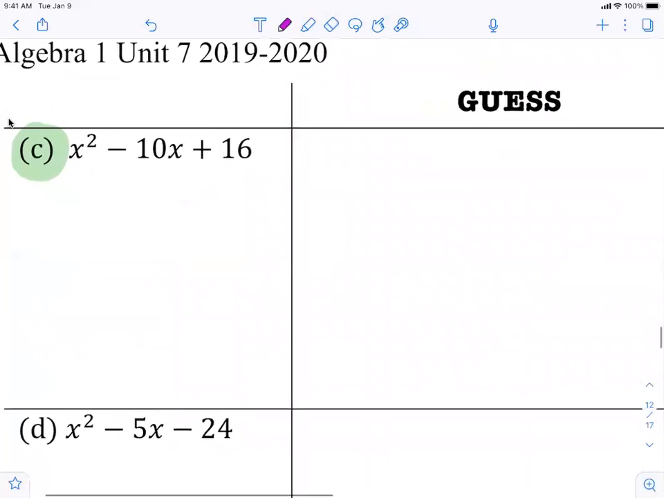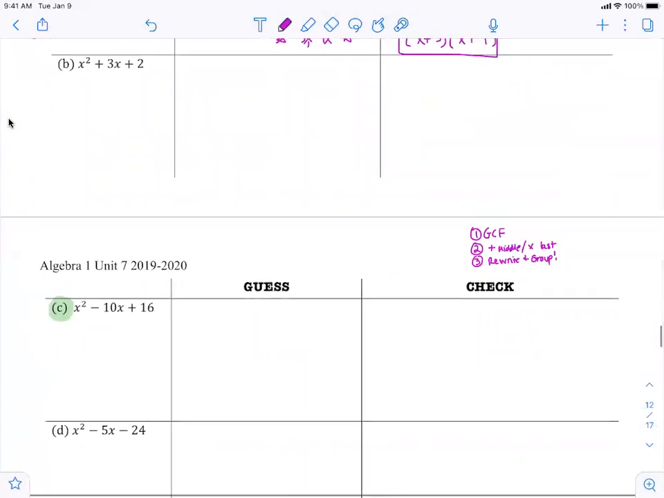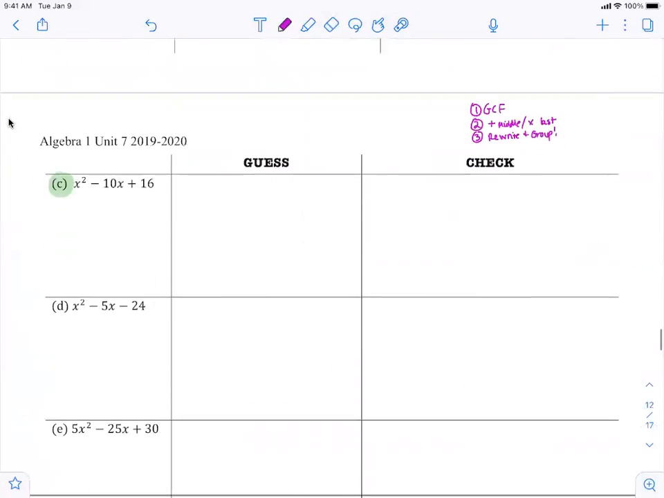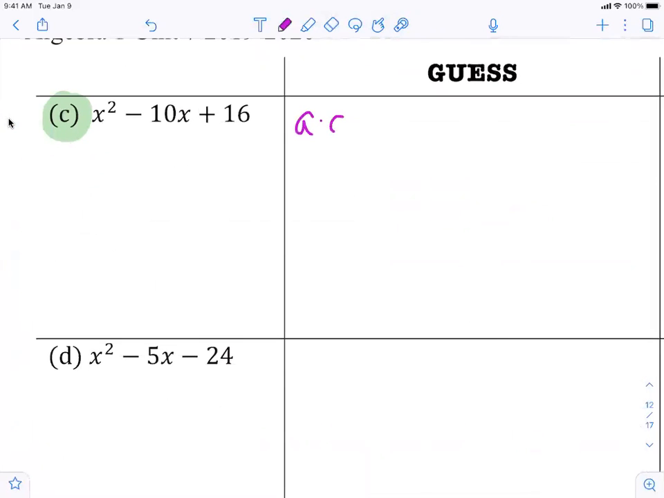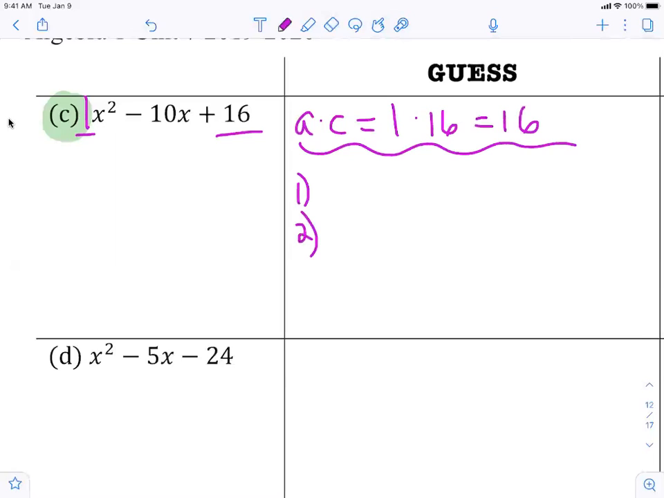So how we always start, and this is going to be on the second page, example, not B. I'm going to go to the next page. Example C, we're going to start by taking our A times C. So take the number in front, which is 1. I'm going to multiply it by the number on the end, which is 16. And that's the number that we're going to use. We're going to ask ourselves really the question, what times what gives me that number?